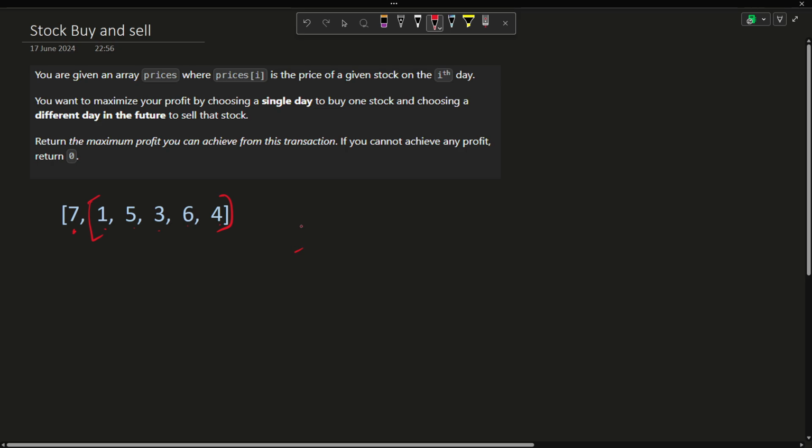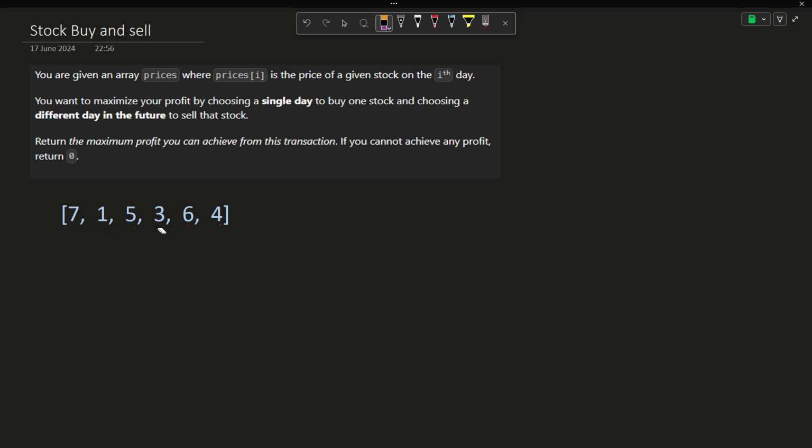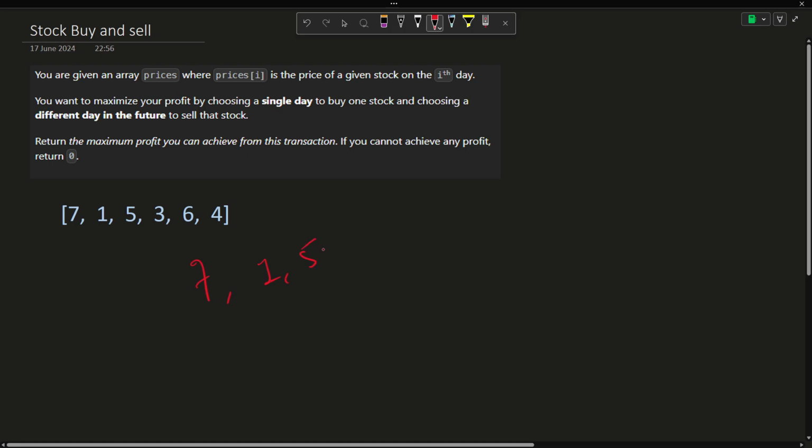Definitely n square is not a great time complexity and we cannot do this. We need to optimize this. We need to think of some better approach than this. Since we only have information about the prices we have already processed, or the price we are currently on, we can say 7, then 1, 5. Suppose we are at the second index.